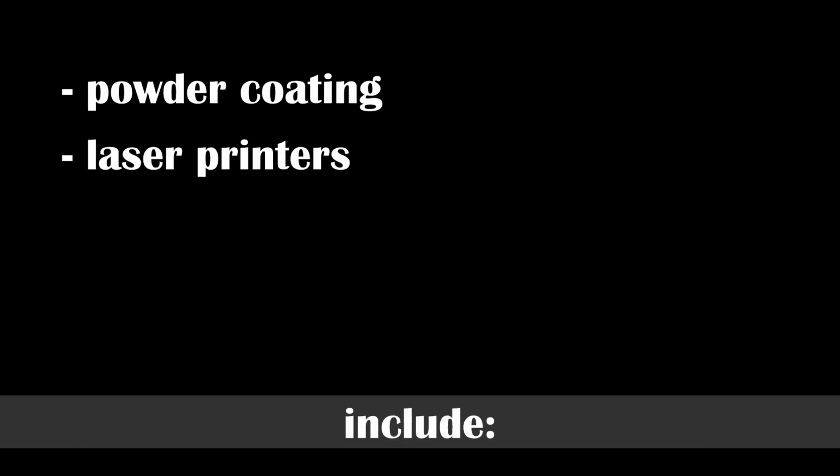Other things that use the electrostatic or electromagnetic process include powder coating, laser printers, smoke precipitators, and more. Coulomb's law may have been thought up in the late 1700s, but it has uses and applications that go far beyond what anyone back then might have thought.